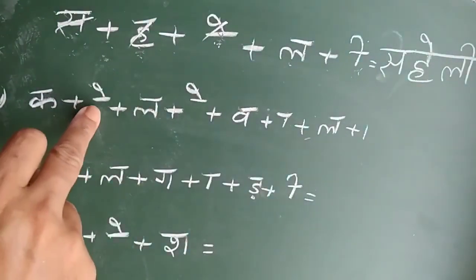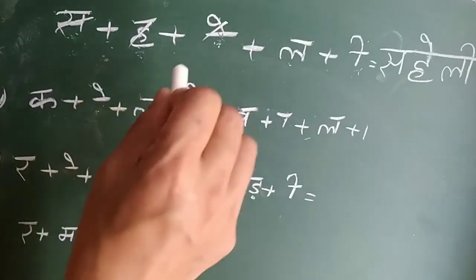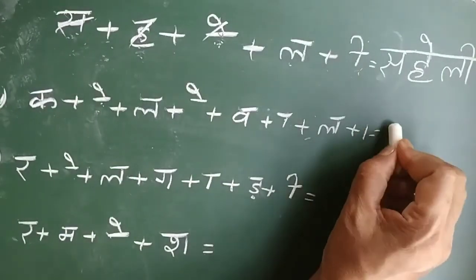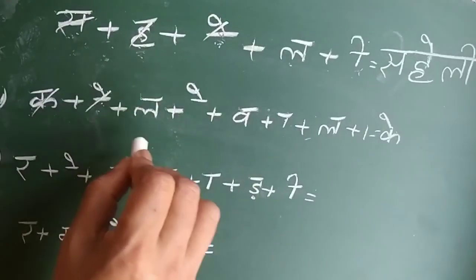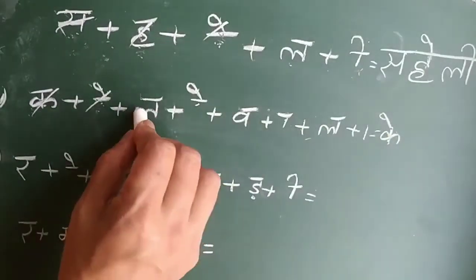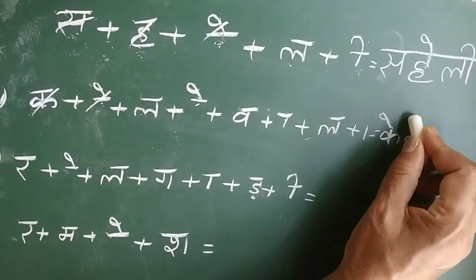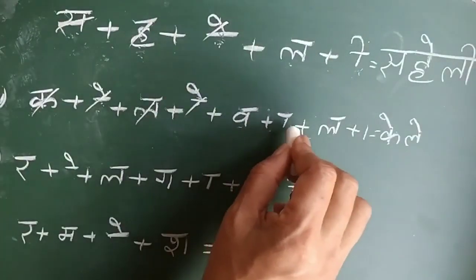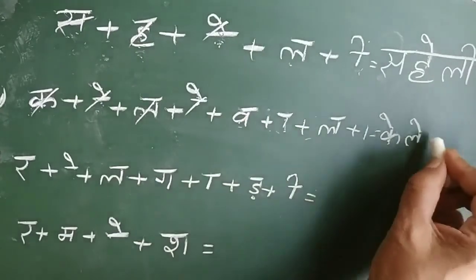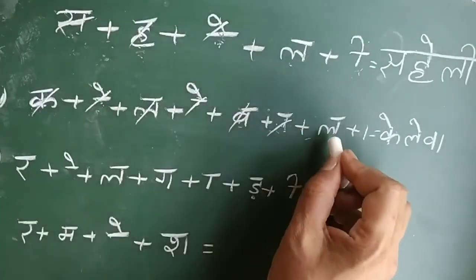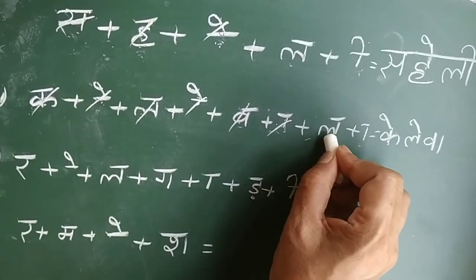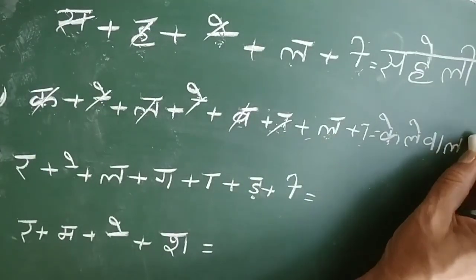See the next example. Ka with a, ke, like ha with a, he. The same way, ka with a, ke. Next is la with a, le. Va with a. This is the symbol of a. A comes after the letter. So va. Next is la. After la there is a symbol, so add the symbol and write. La with a, la. Kele vala.